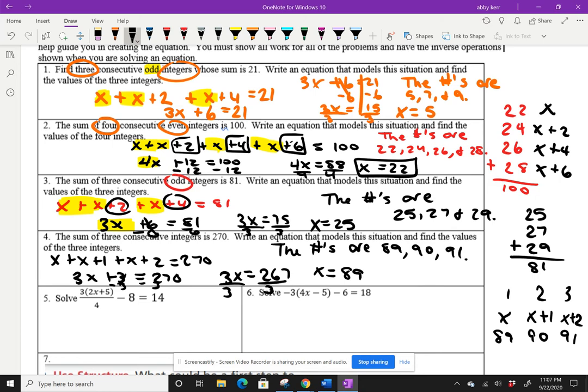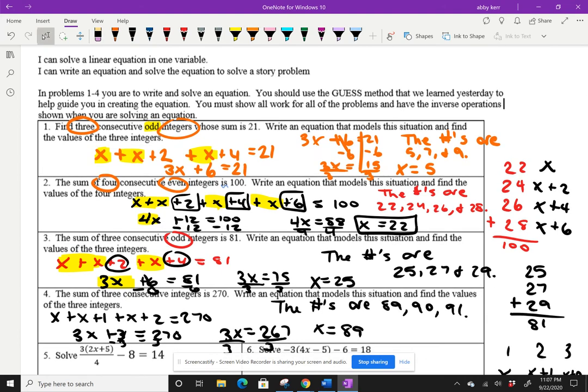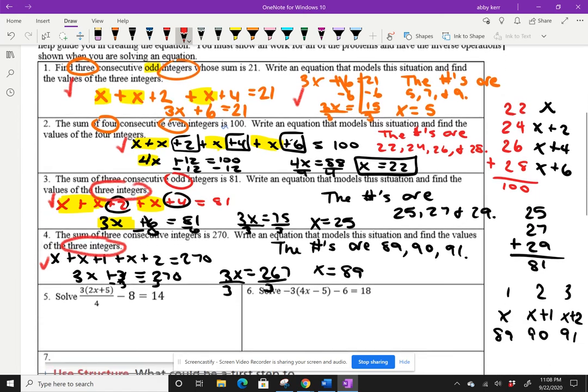So this is what I'm looking for. If you look at the learning target, it says I can write an equation and solve. So I wrote an equation for all 4 of these problems, and then I solved it. I showed the inverse operations. Make sure that you write a sentence. Some of you are just writing one answer. You're just saying x equals a number, and then that's it. But it's asking you for multiple answers. For number 4, it was 3 integers. Number 3 was 3 integers. So it tells you how many answers you're supposed to have. So just double check that, please.